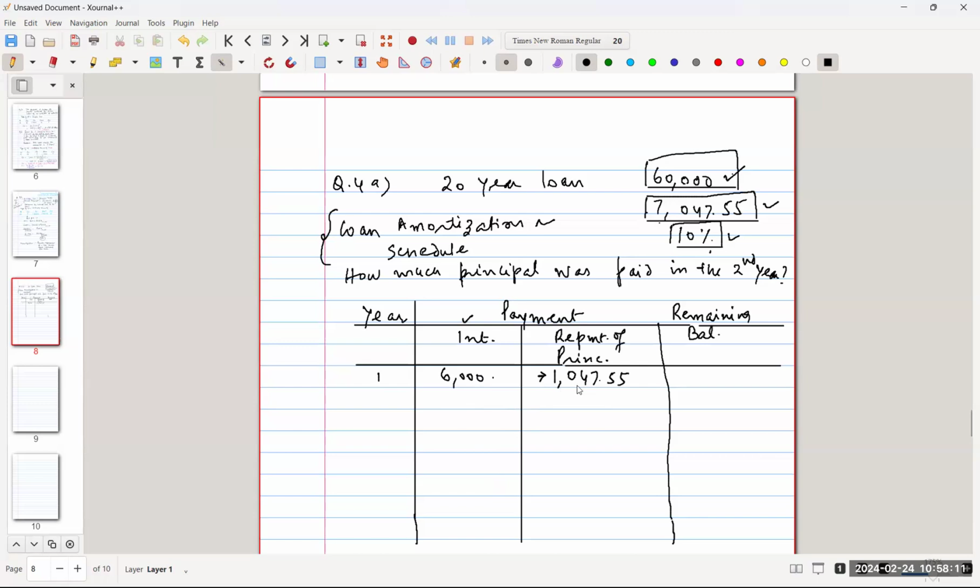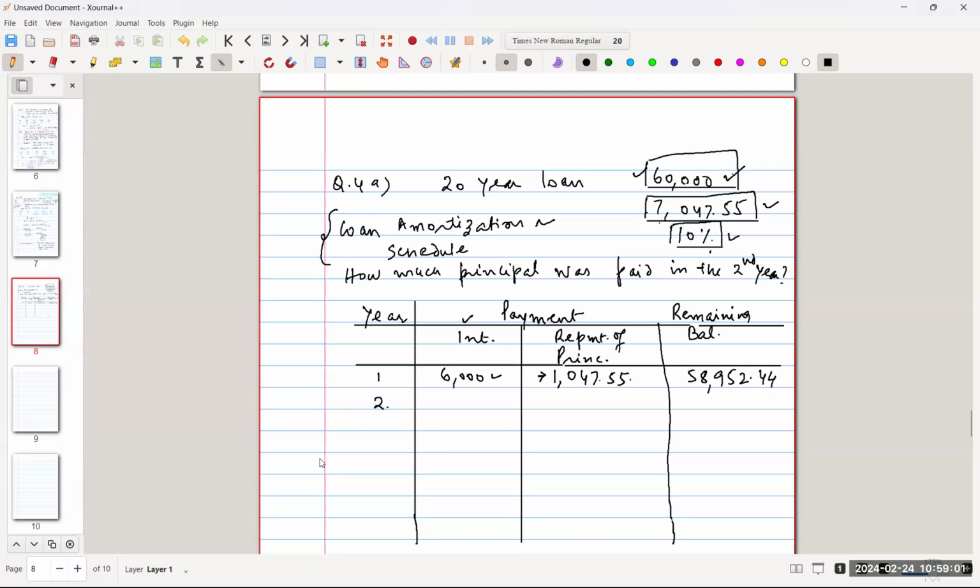So for example, at the end of the first year, how much money will you still owe the bank? You had borrowed $60,000, you have repaid only $1,047.55. So if you take the difference, 60,000 minus 1,047.55, it will give you 58,952 and a few cents, like 45, 46 dollars. Right. So in spite of the fact that you have paid $7,047 to the bank, the principal has dropped by just about $1,000 or so. Most of the money has been applied towards paying interest.